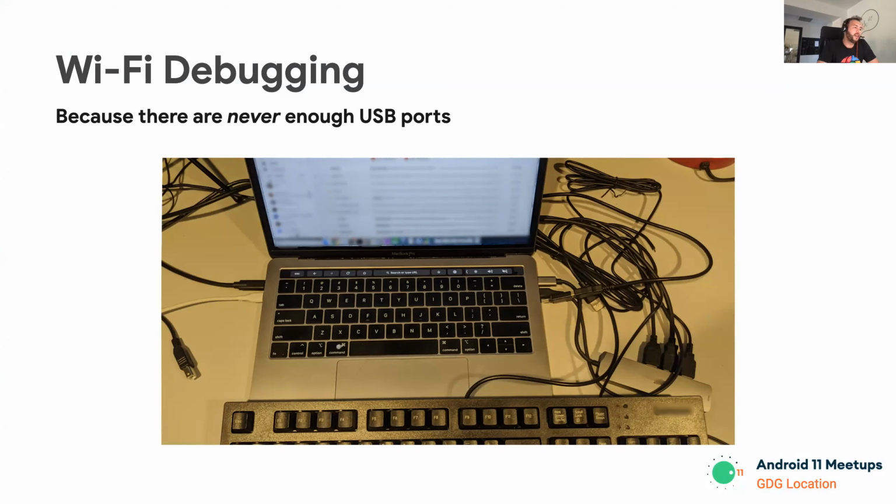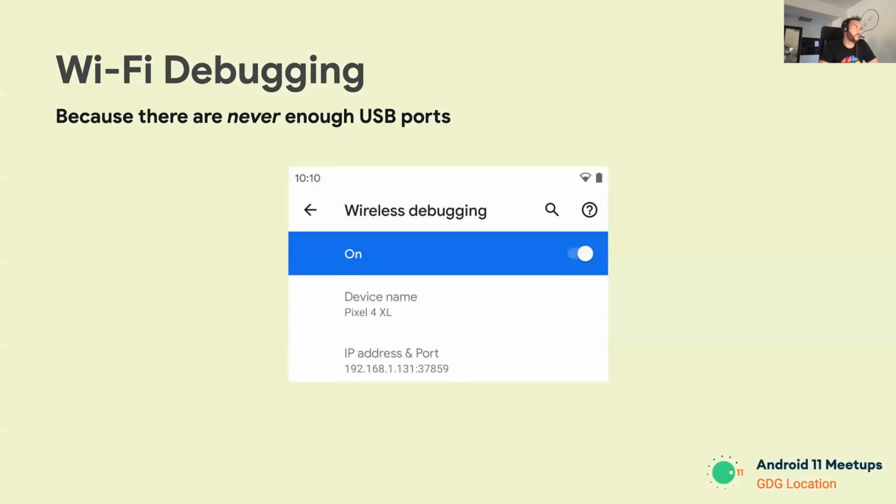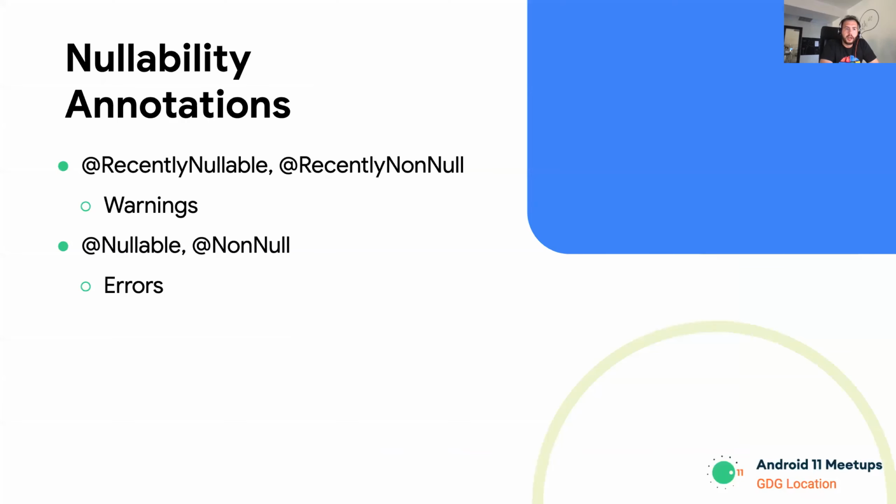With Android 11 and the latest version of Android Studio, we can actually do Wi-Fi debugging. It has to be enabled, of course, but this is really nice to have. Furthermore, a lot of nullability annotations have been added to the platform, and when developing in Kotlin, this definitely comes with a lot of benefits.